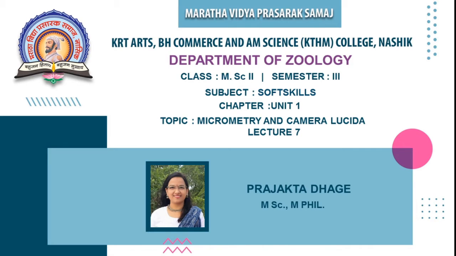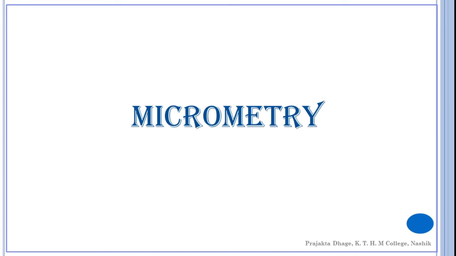Now, micrometry and camera lucida are basically the applications or say uses of the light microscope. Okay, where micrometry you can use it for measuring the size of the object that you are going to place under the microscope, and camera lucida is basically used to sketch the particular specimen that you are going to observe under the microscope. Okay, let's see the first one, that is micrometry.